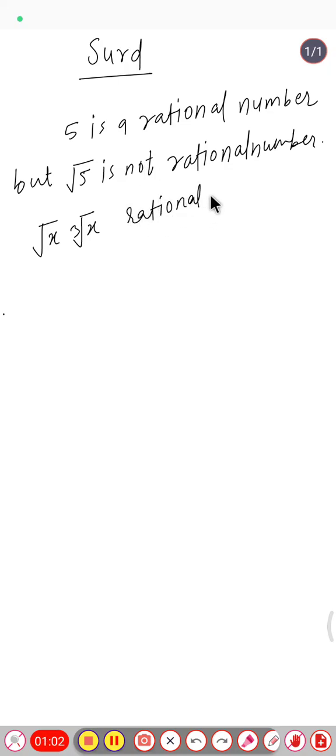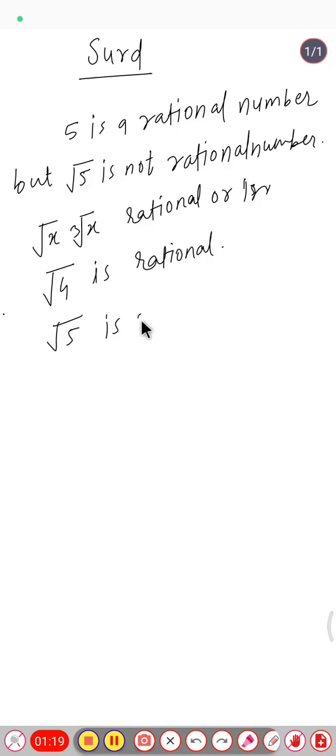For example, the square root of 4 is how much? It's 2, that is, it is a rational number. And the root of 5 is not a rational number. Fine. So today we are going to learn about the surd, that is our main topic.